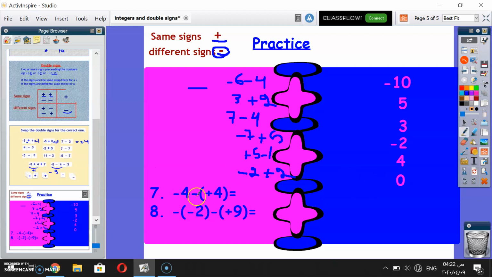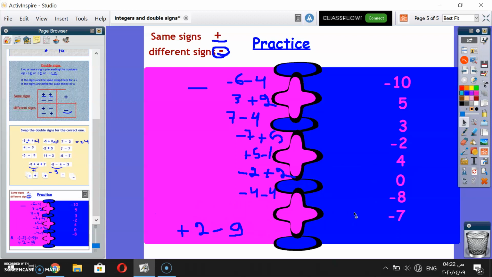Here we have minus plus, so minus and plus, different signs, put a negative, so minus 4 minus 4 equal to minus 8. Minus and minus equal to plus 2, same sign, so put a positive. Here minus and positive, different signs, put a negative, so minus 9. So plus 2 minus 9 equal to minus 7.